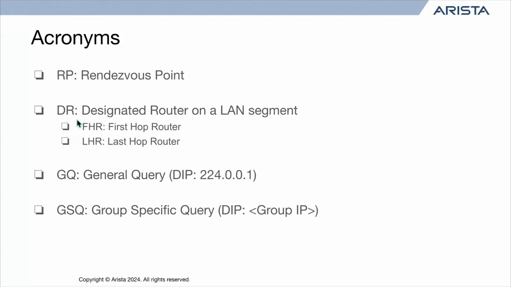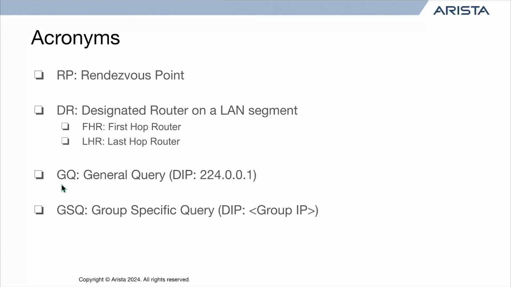Next, we have our DR, that's the designated PIM-capable router on a LAN segment, responsible for registering local receivers or sources to an RP. It's elected based on the highest configured DR priority, or if that's the same, then the highest IP in the LAN. Now, depending on whether the DR is connected to the source or the receiver segment, it's either going to be dubbed the first hop router, which is closest to the source, or the last hop router, which is closest to the receiver.